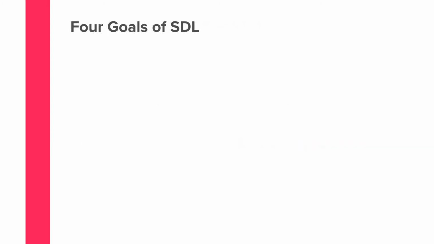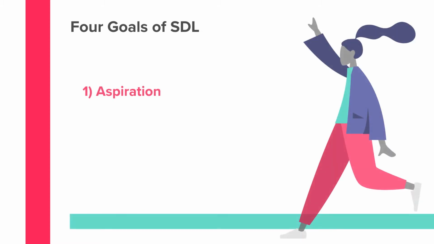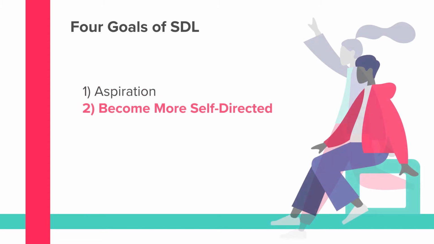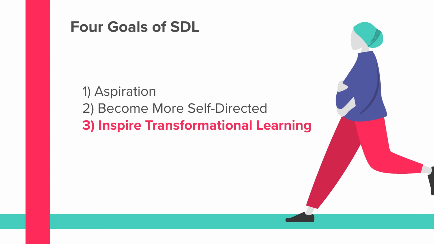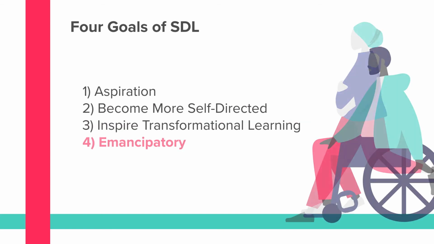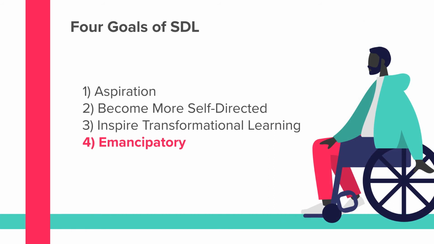Caffarella from 2000 suggests there are 4 motivational goals that help learners engage in SDL. The first goal is the aspiration to gain knowledge or develop a skill. The second is to become more self-directed in learning. Learning can breed the desire to learn more. Third, knowledge may inspire transformational learning and change personal viewpoints. Fourth and finally, SDL can be emancipatory, supporting social justice and political action.